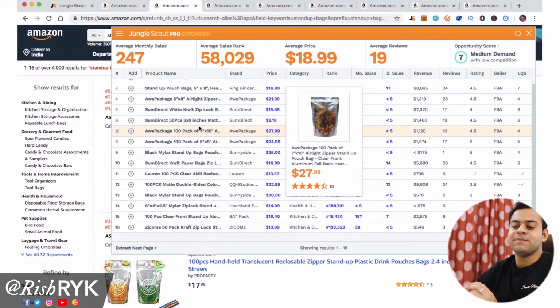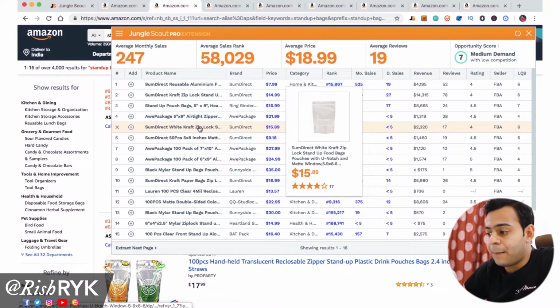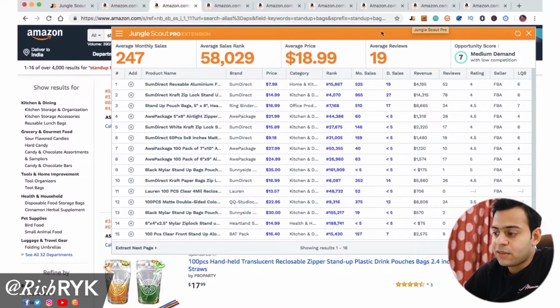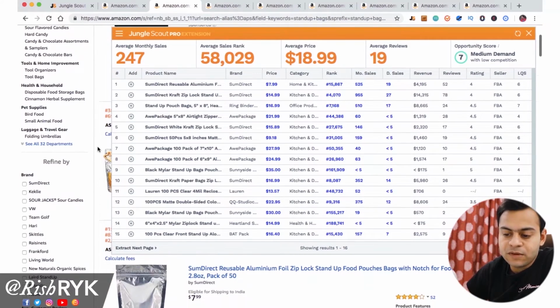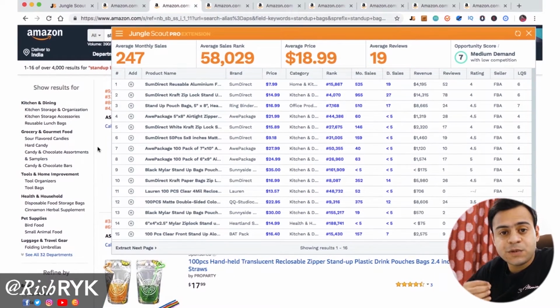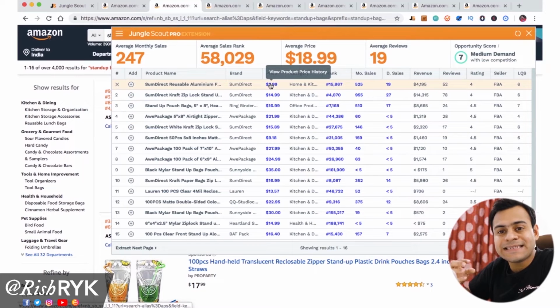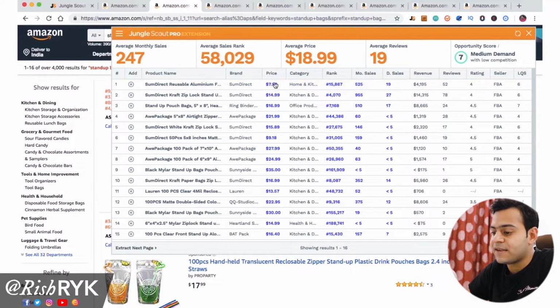So let me just tell you what happened once we clicked on this button. JungleScout went through all of the listings on this page, ignoring the ones which are ads. It went through all of the 16 listings that it sees on this page, and fetched their numbers, such as the brand name, the price, the category, the rank, the monthly estimated sales, the daily estimated sales, revenue, reviews, ratings, seller. So it pulled all of these details for all of these 16 products from its backend, which it has been tracking and keeping a track of on its own.